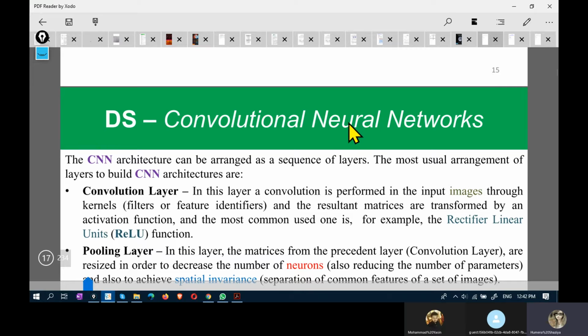Okay, the concept of images is clear. Any doubt, you can ask. If clear, we'll go ahead.